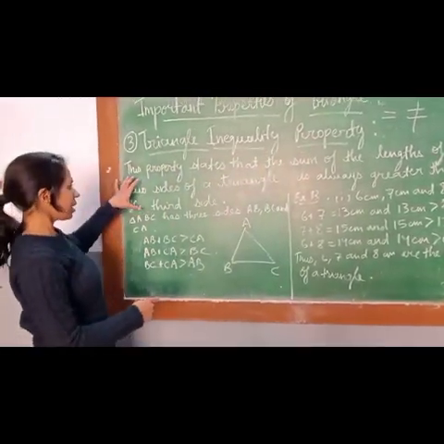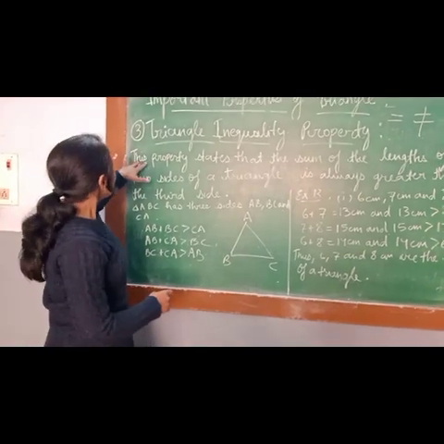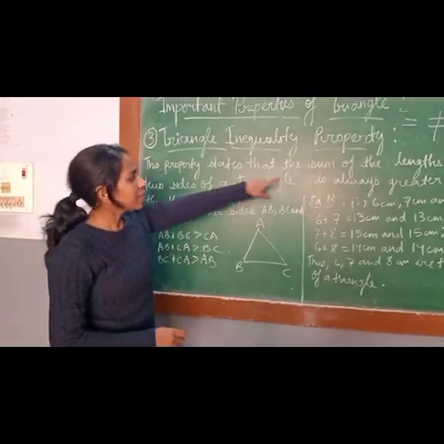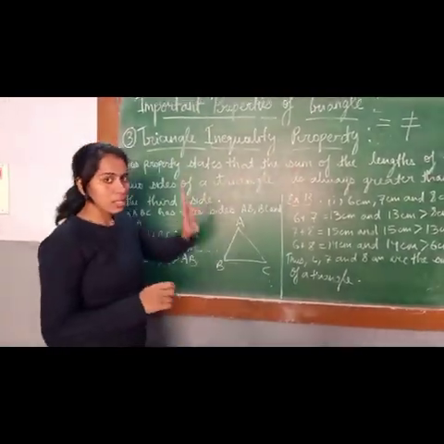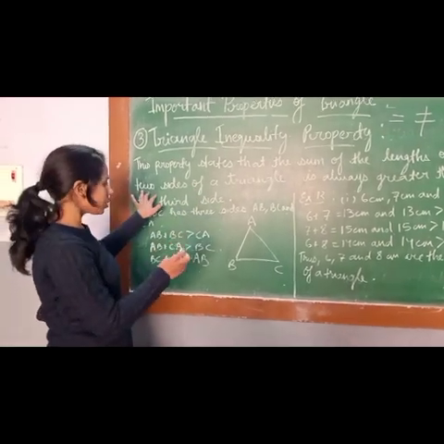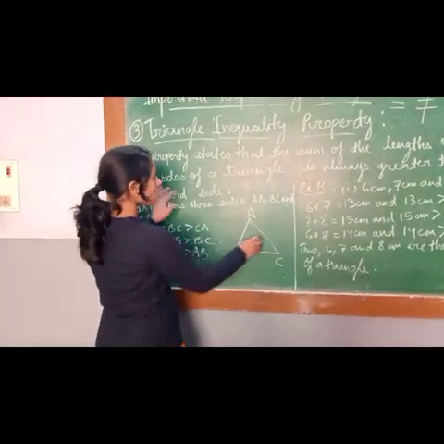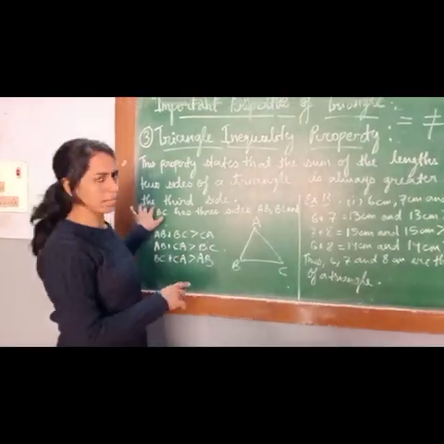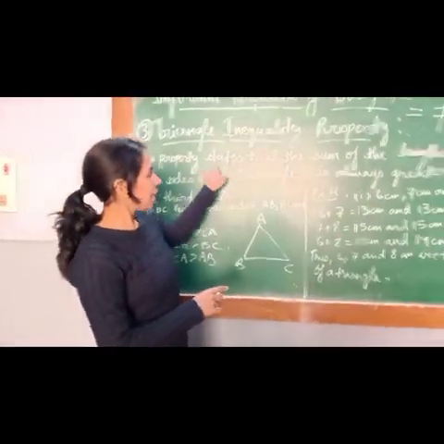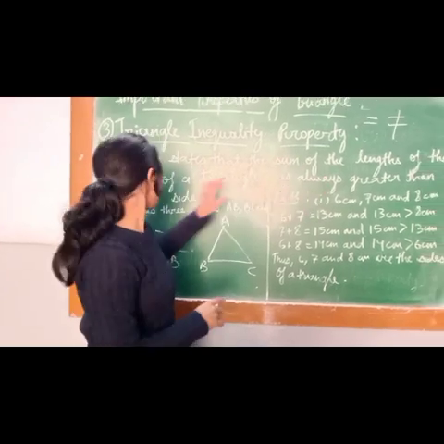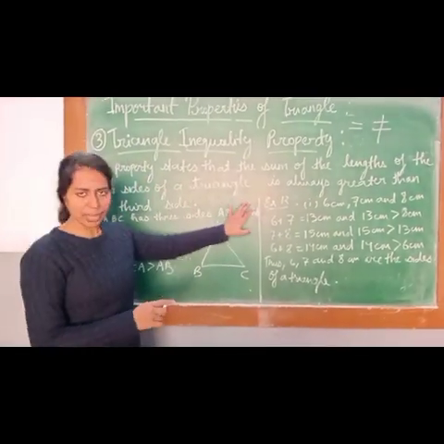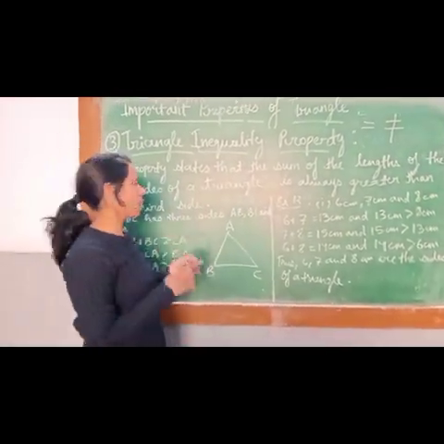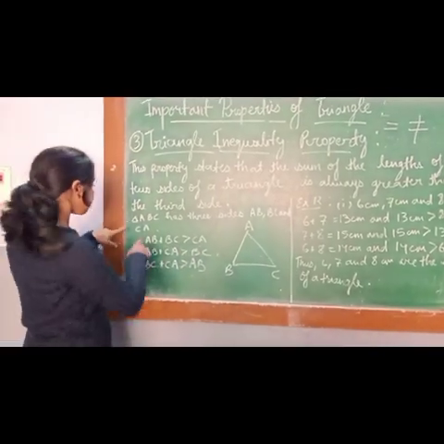Let's see what it says. This property states that the sum of the lengths of any two sides of a triangle is always greater than the third side. I am repeating, it says that the sum of the lengths of any two sides of a triangle is always greater than the third side.